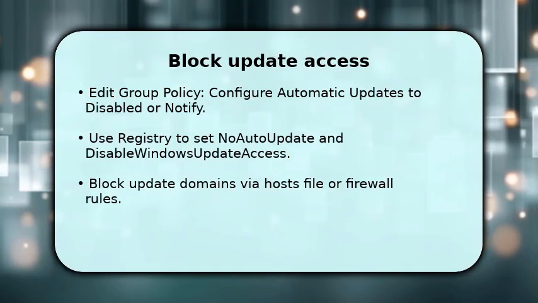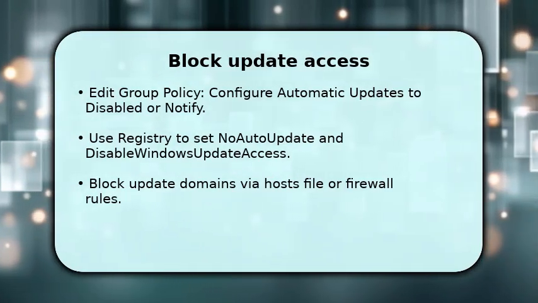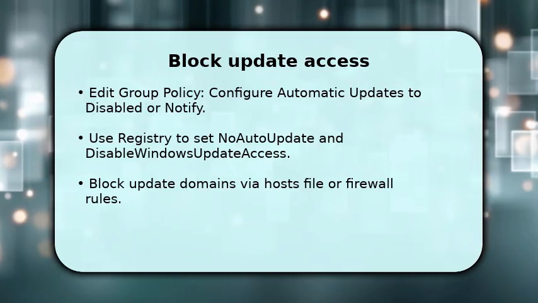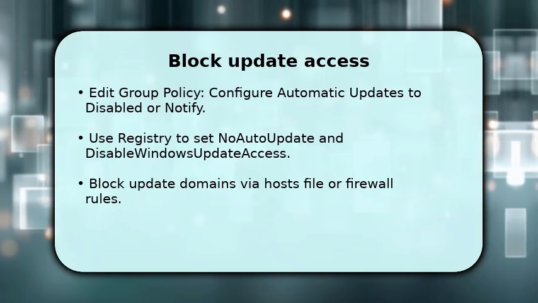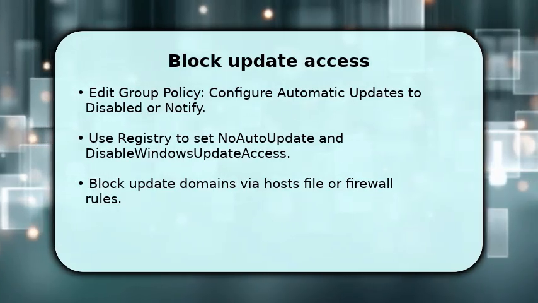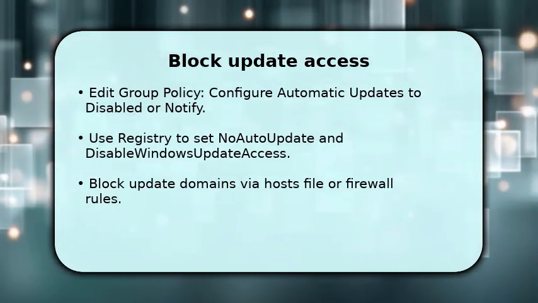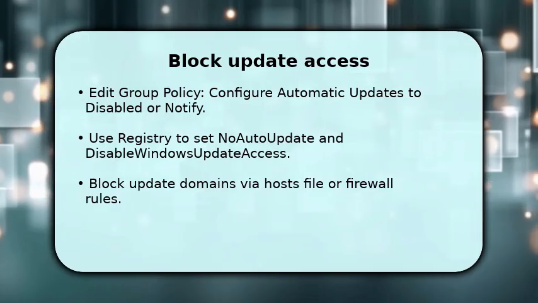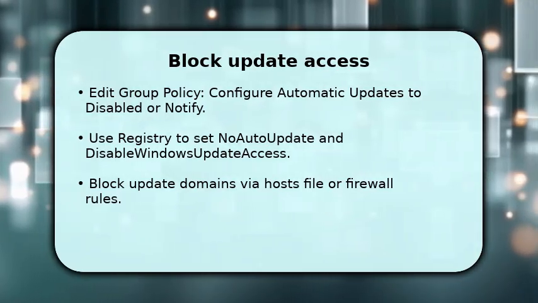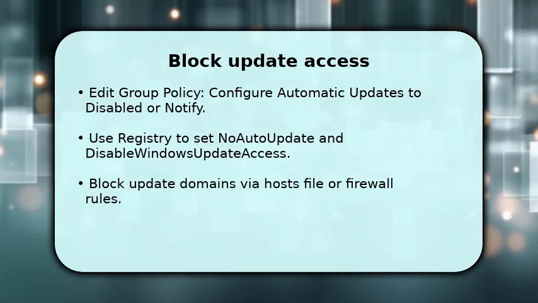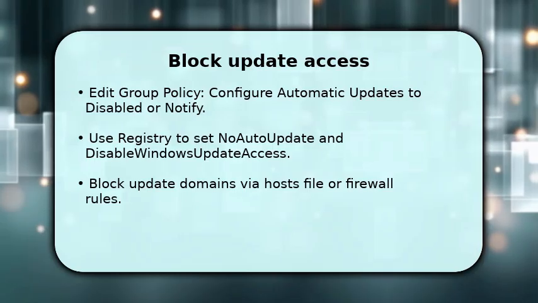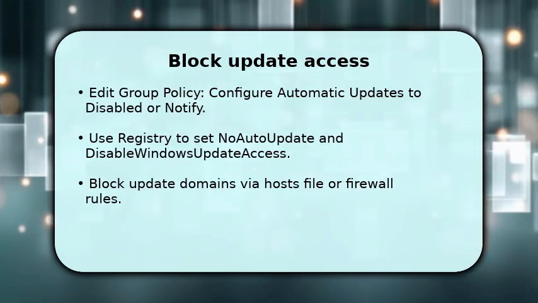Next, you modify system policies to stop the update mechanism from running. Open gpedit.msc and set Configure Automatic Updates to disabled, then apply. If group policy is unavailable, edit registry keys under HKLM/Software/Microsoft/Windows/WindowsUpdate to add NoAutoUpdate=1 and DisableWindowsUpdateAccess=1.